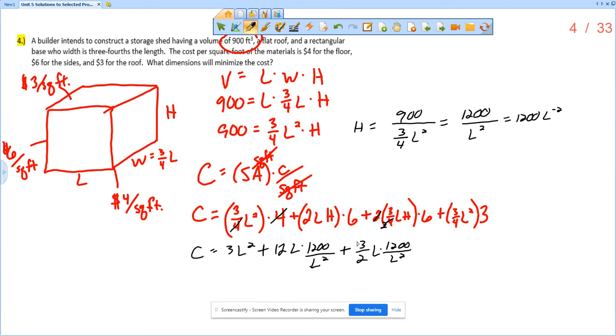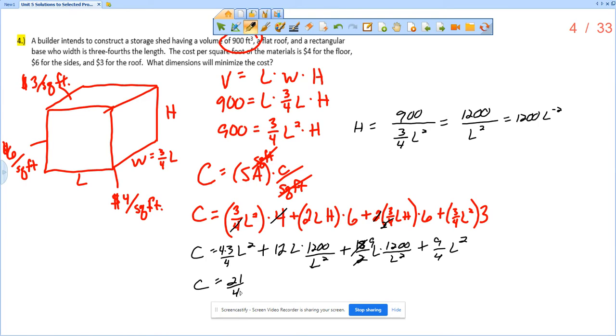So 3 times 6 is 18, and an 18 halves is 9. Then I have a plus 3/4 times 3, so 9/4 L squared. So now I've got a 3L squared and a 9/4 L squared. If I multiply 3 by 4 over 4, I have a 12/4 L squared plus a 9/4 L squared. So I have a 21/4 L squared. Sorry, that's supposed to be 4.